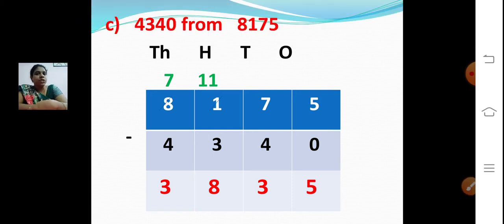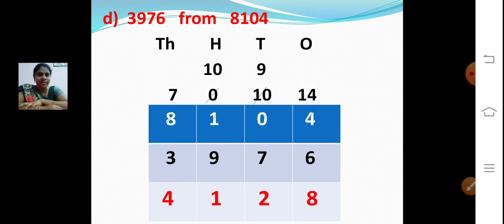So my answer is 3835. So, while subtracting 4340 from 8175, my answer is 3835. First we subtracted the ones place. 5 minus 0, 5. Now tens place. 7 minus 4, 3. 7 tens minus 4 tens, 3 tens. Now hundreds place. 1 minus 3, it's not possible. So I'm going to borrow. I've borrowed 1 from the thousands place, so my hundreds place has become 11. 11 minus 3, 8. And now thousands place, 7 minus 4, 3.